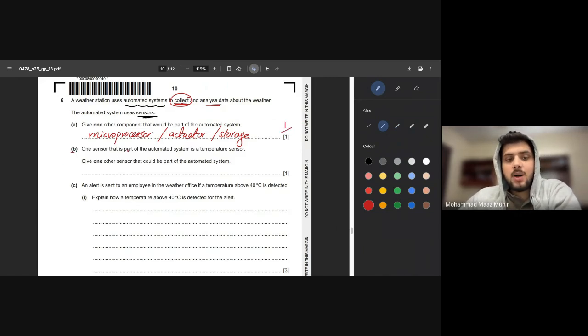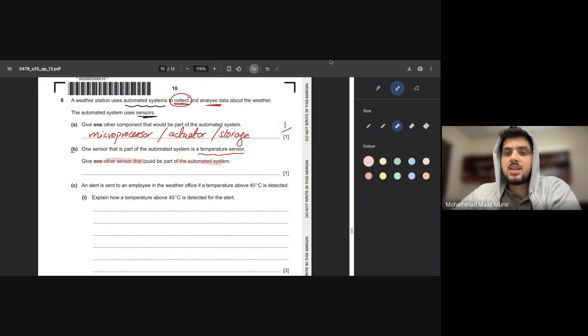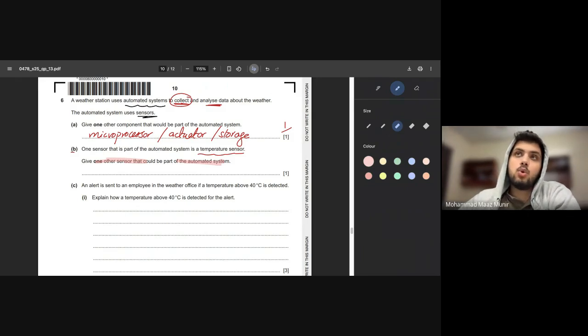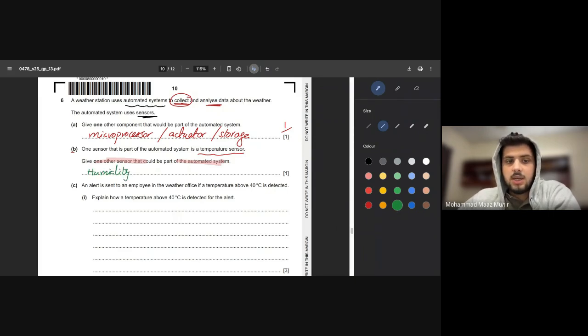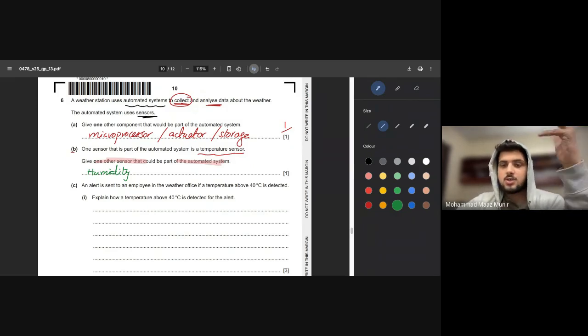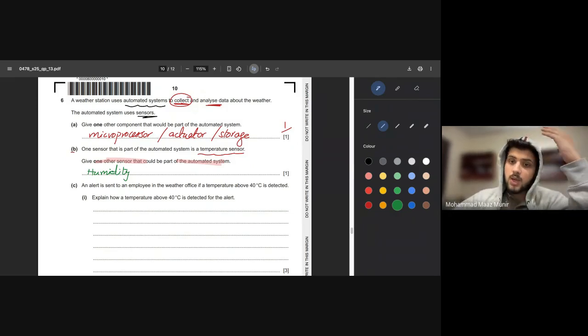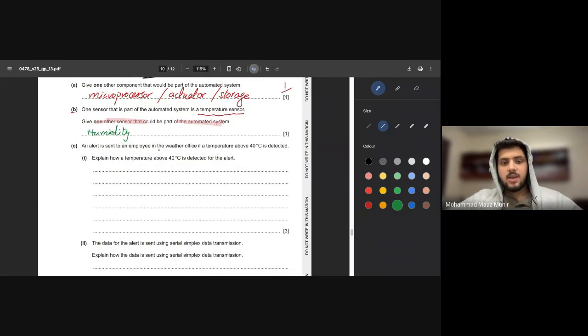Apart from that, part B says that one sensor that is part of the automated system is a temperature sensor. Now it's asking what other sensor we can make use of here. So we can include any of them. Like if I want to see how much humidity is there in the environment, I can write a humidity sensor. Now you will see that this question is not talking about how a specific sensor fully works. It's just asking in what scenarios it will be applied. So you should be well aware of what and where a specific sensor might be used. Understood?